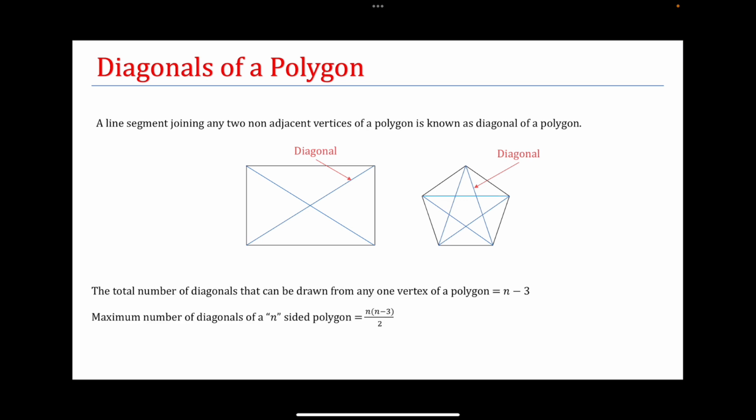And the total number of diagonals that can be drawn from any one vertex of a polygon is n minus 3. So n stands for number of sides. And the maximum number of diagonals of an n-sided polygon is n into n minus 3 by 2. So this is the formula to find out maximum number of diagonals in a polygon, where n stands for the number of sides.